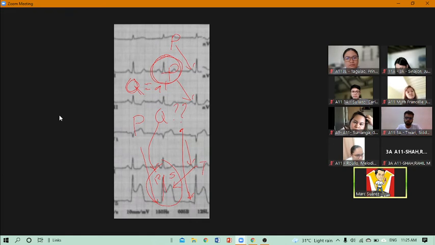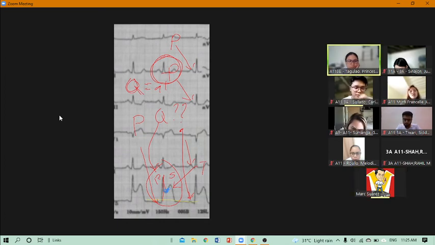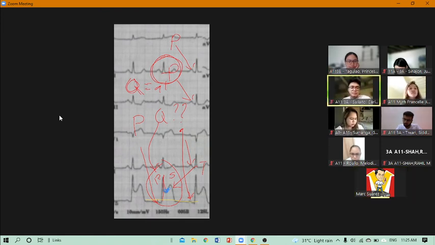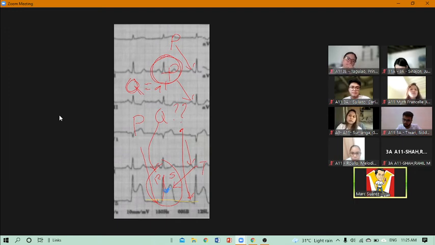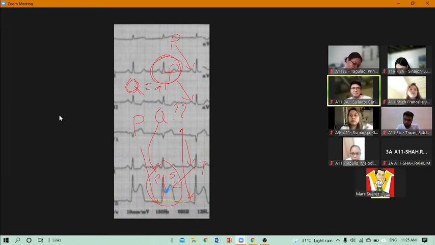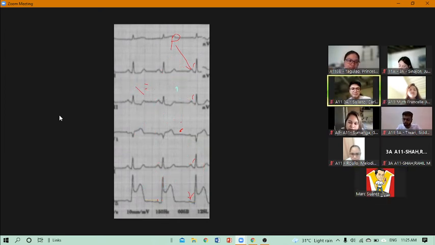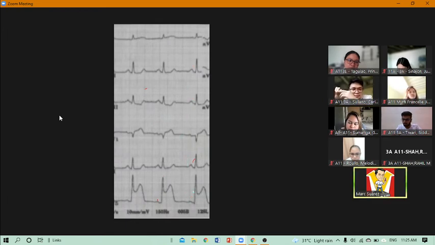Now, with this one, as before, the one marked with the blue dot is what you call the J point. The J point appears to be elevated from the isoelectric line. Okay. So you followed? You understand now, finally? Yes, Doc. Okay, hold on. Let me erase everything.